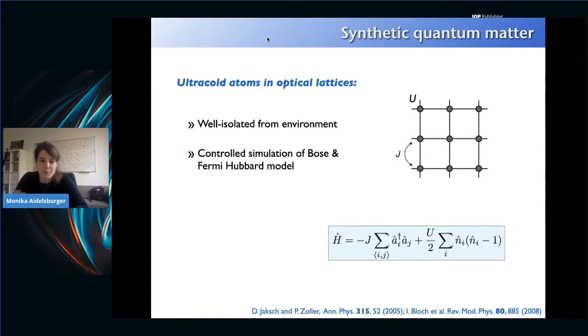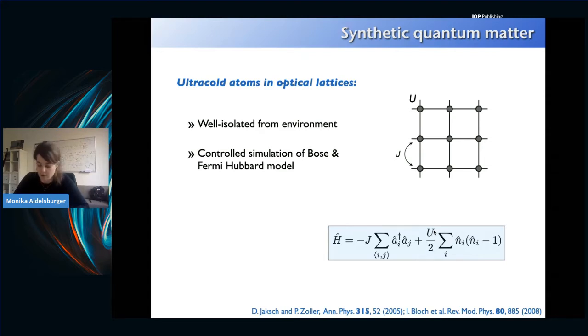And just a very brief introduction to how our system looks. I already mentioned we work with ultra-cold atoms and optical lattices. So in a very abstract sense, we can think about these systems as being nicely isolated from the environment and the dynamics being described by Hubbard models. In our case, we work with bosons, so we work with the Bose-Hubbard model. We have the kinetic energy term with hopping matrix element J and an interaction term with Hubbard interaction energy U.